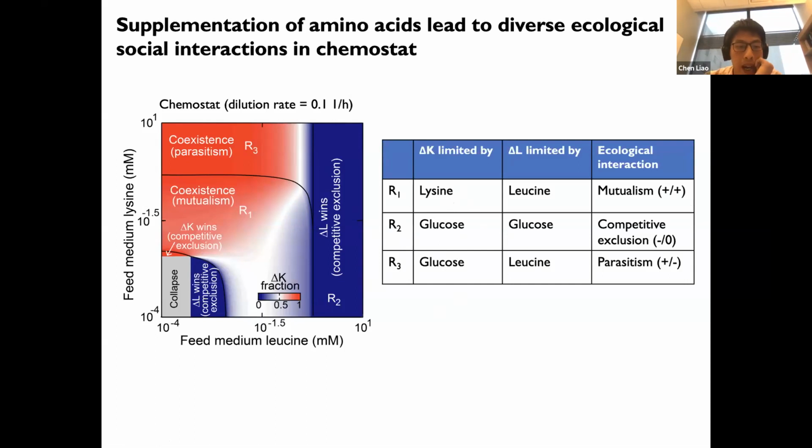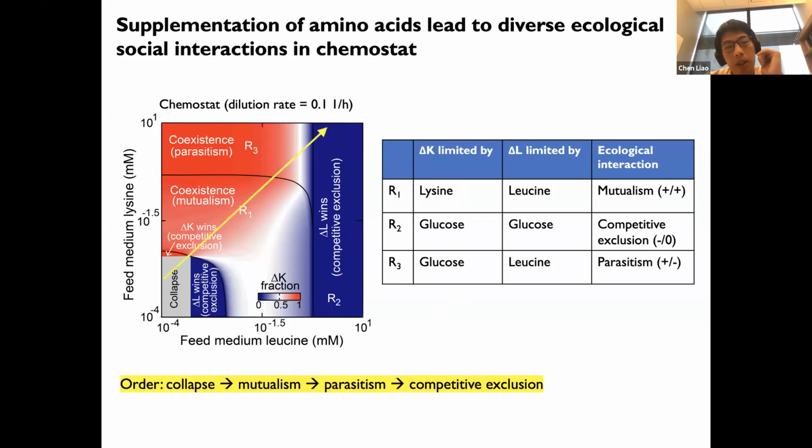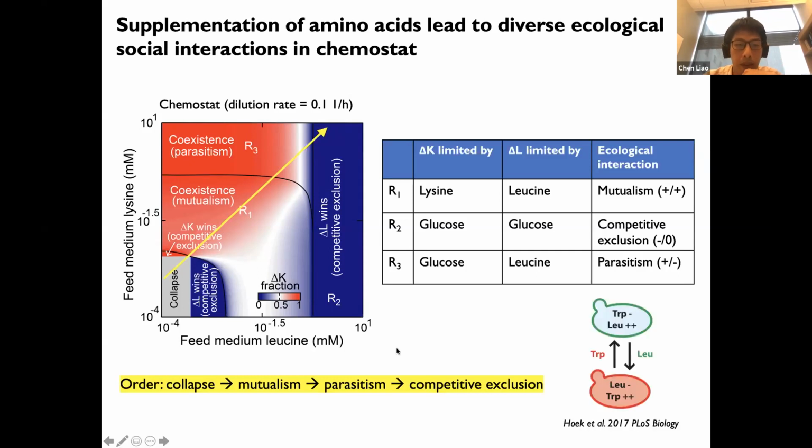We can make a further prediction by adding the lysine and the leucine together. This is equivalent to drawing a straight line in the diagonal direction. And our simulation predicts that the ecological interactions change in the order from collapse to mutualism to parasitism to competitive exclusion. This order has been validated by an independent experiment from Jeff Gore's lab at MIT. In their experiment, they engineered yeast strains and used different amino acid auxotrophs. But overall, I think the validation from the experiment suggests that our model has captured the correct ecology that should be generalizable across different biological systems.